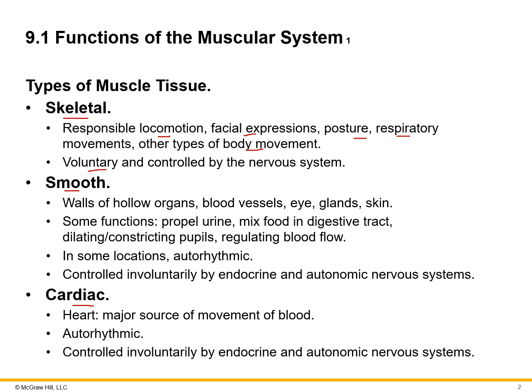And these are voluntary and controlled by the nervous system. So we have control over these, they don't automatically happen. The other 2 types, smooth and cardiac, though, are involuntarily controlled. So both the smooth and the cardiac are involuntarily controlled. So they're both regulated by hormones, which are part of the endocrine system, and still the nervous system, but the autonomic nervous system are kind of automatic. Again, that involuntary control.